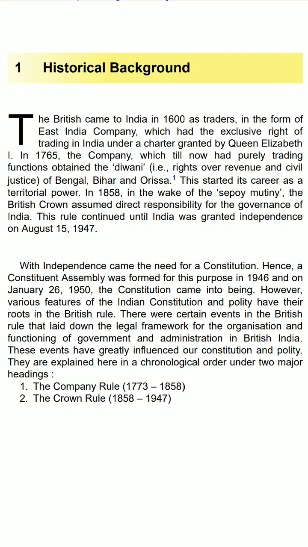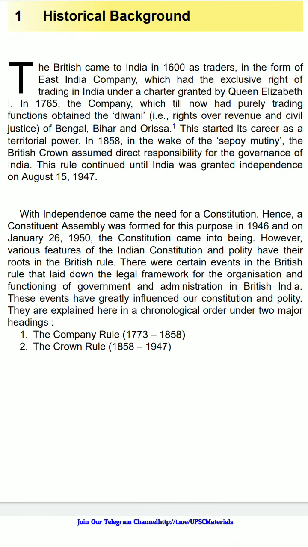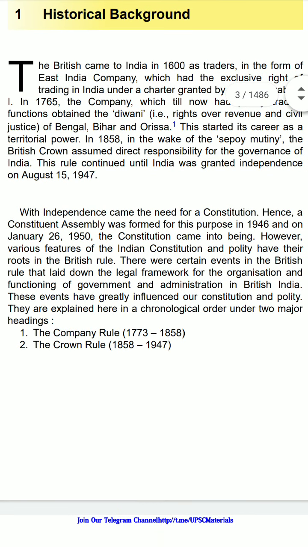In 1858, in the wake of Sepoy Mutiny, the British Crown assumed direct responsibility for the governance of India. This rule continued until India was granted independence on August 15, 1947. With independence came the need for a constitution, hence a constituent assembly was formed for this purpose. In 1946, on January 26, 1950, the constitution came into being.